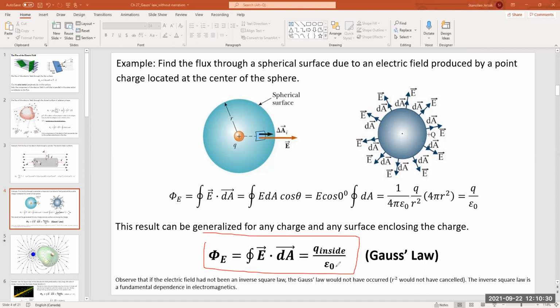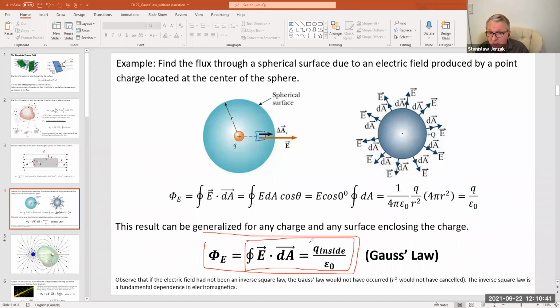So for that specific example, which I did, we have proven that the flux of electric field is equal to the charge inside of that spherical surface divided by epsilon 0. So I did that derivation, and this is called the Gauss law. The Gauss law tells you that the flux through any surface, no matter what is the shape of the surface, is equal to the charge inside of that surface, net total charge inside, divided by epsilon 0. This is the general formulation of the Gauss law.